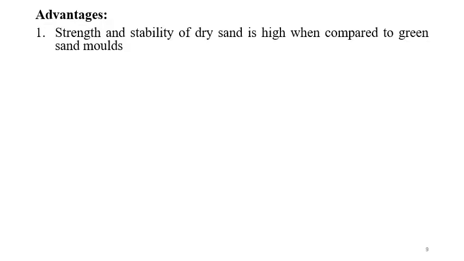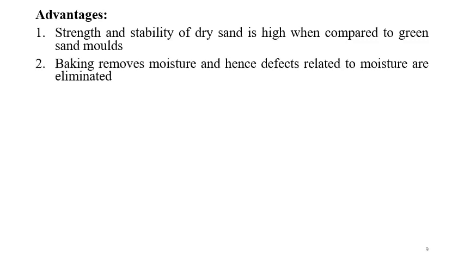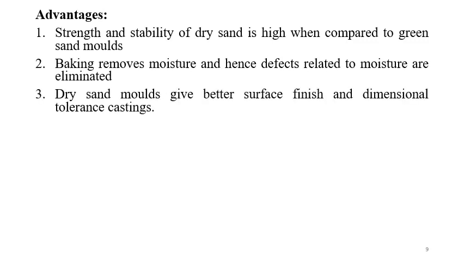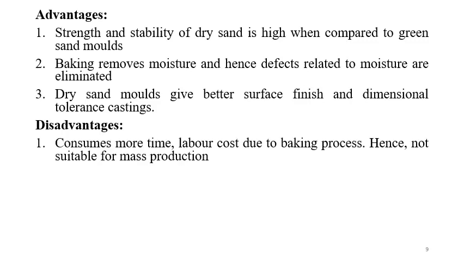Advantages of this process: the strength and stability of dry sand is high compared to green sand because of the heating, which removes the moisture content from the sand. Baking removes moisture, hence defects related to moisture are eliminated. Dry sand molds give a better surface finish and dimensional accuracy as compared to green sand mold, with dimensions controlled within a tolerance limit.